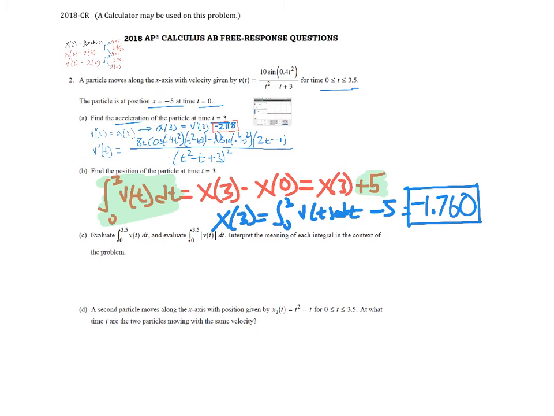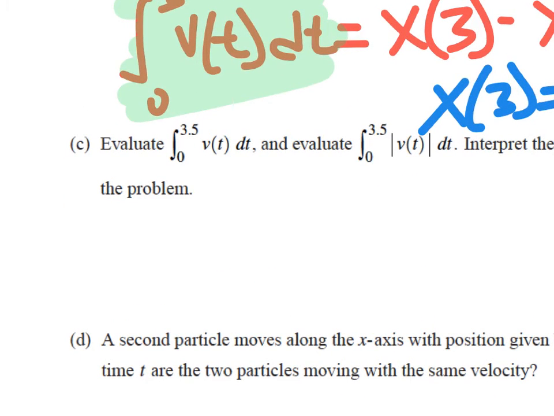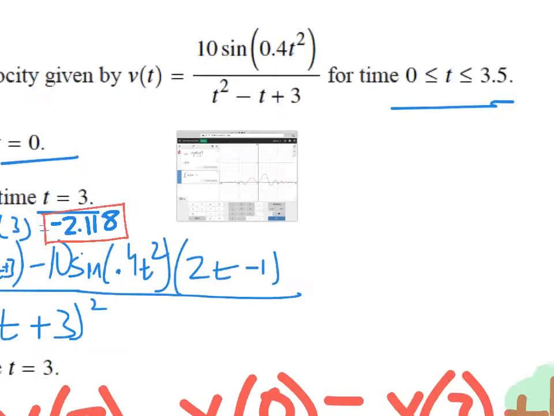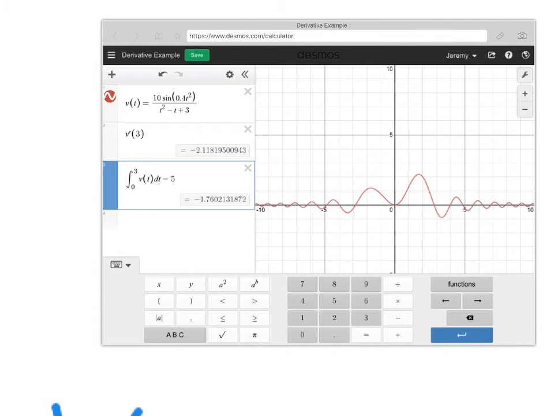Okay, great. Now we're going to evaluate this integral here and evaluate it with the absolute value, and interpret the meaning. So again, this is just looking for understanding. Do you understand what it means? They're not looking for you to crank it out because it's a calculator problem. So we're going to go to our calculator and just let the calculator do the work. So we're going to come back up to here, and let's just take this here.